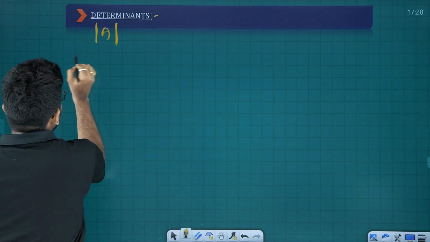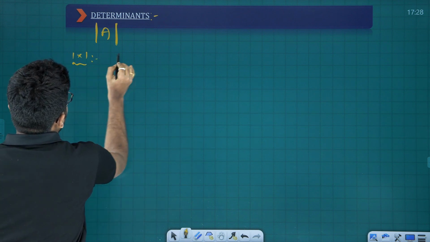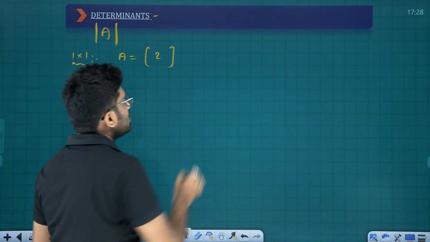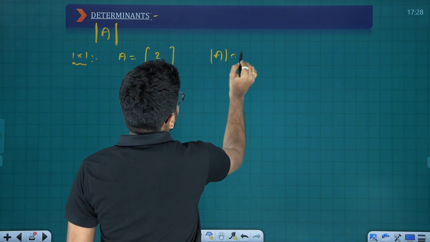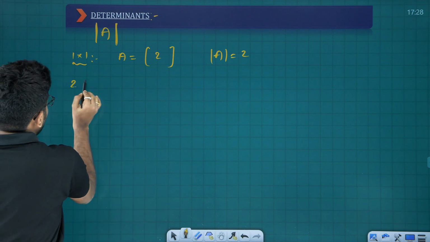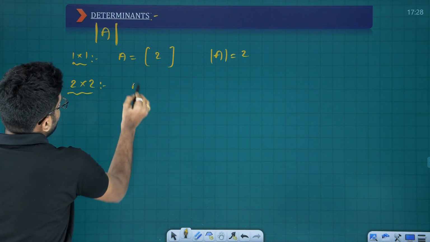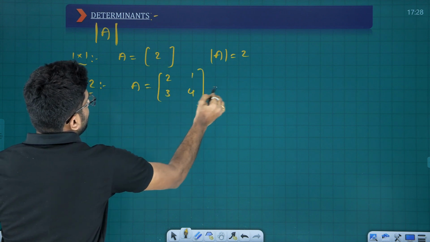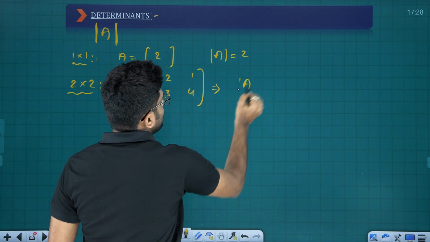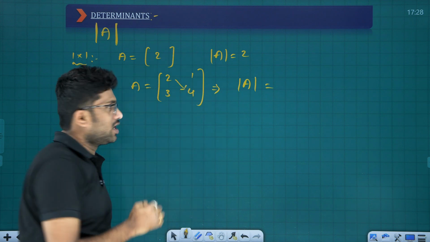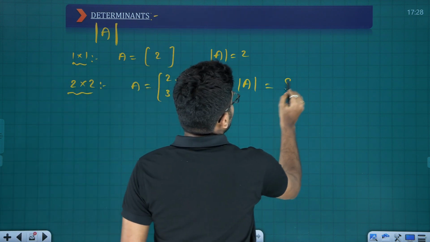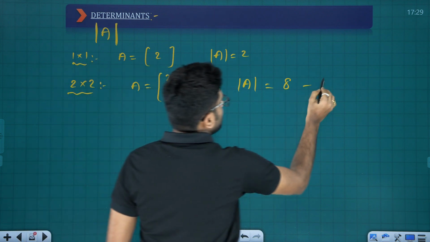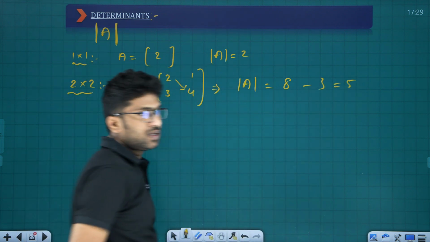Now in general, the determinant of a 1 by 1 matrix, let's say we have a matrix A equals 2. For a 1 by 1 matrix, the determinant is the element itself. For 2 by 2 matrices, if A is equal to 2, 1, 3, 4, the determinant is: we multiply the principal diagonal elements, 2 into 4, 8, minus we multiply the two non-diagonal elements, 3 ones are 3, so 8 minus 3, which is equal to 5.